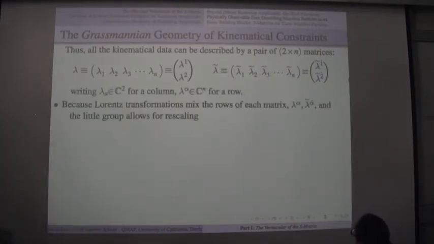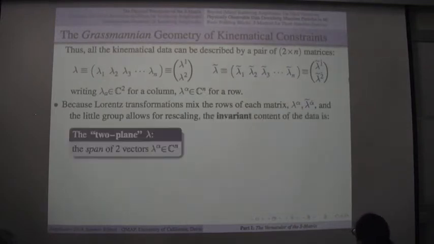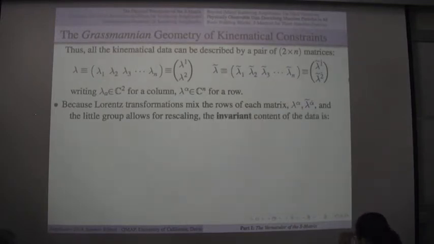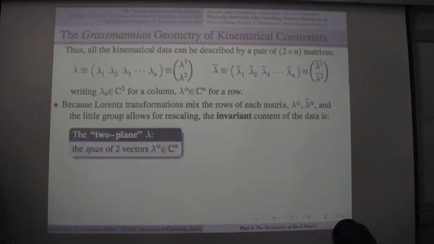OK, now one other reason besides just defining some notation for reviewing this material is that there's a nice kind of geometric interpretation that at this point is just kind of cute. It's an excuse for me to define the Grassmannian for you, which is that because Lorentz transformations act as SL2 on lambda, for example, and because little group allows you rescaling, the Lorentz invariant content of the kinematics here is the plane, the span of these 2 row vectors in C^n.